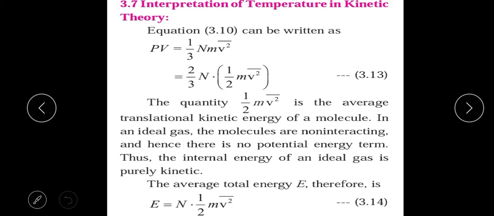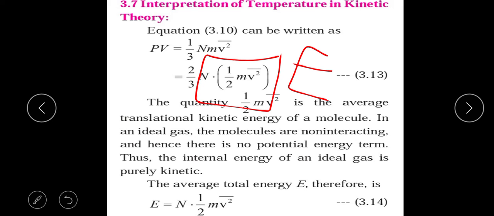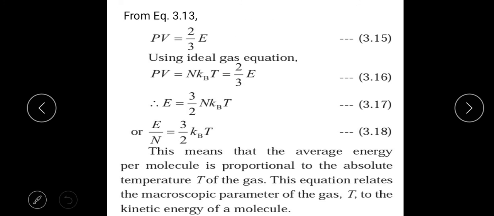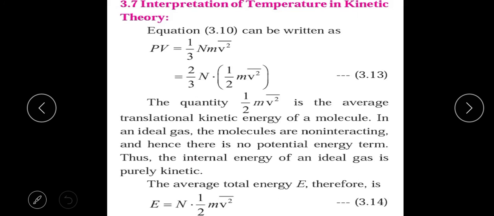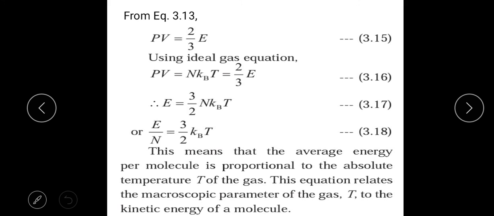In an ideal gas, the molecules are non-interacting and hence there is no potential energy term. Thus the internal energy of an ideal gas is purely kinetic. The average total energy E therefore is E is equal to n 1 upon 2 m v square bar. So it gives the total energy of the gas. So using this equation, PV is equal to 2 upon 3 E.